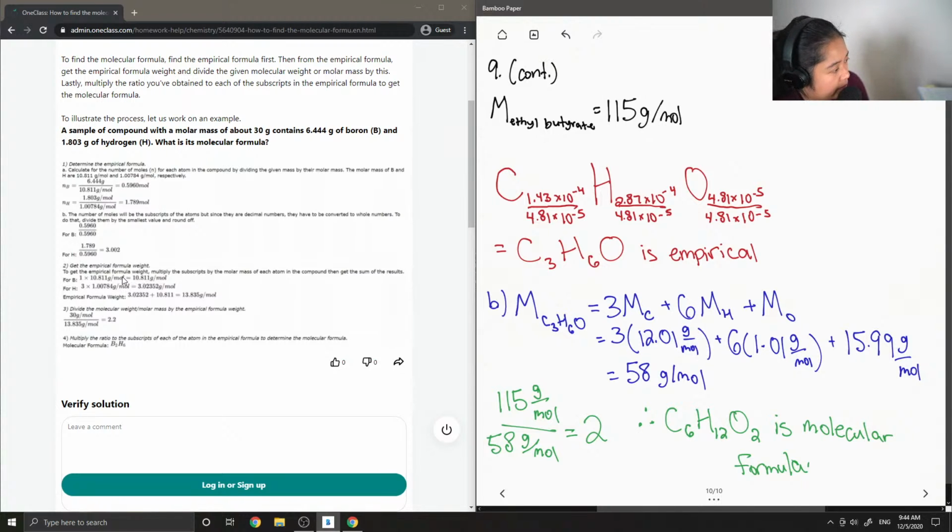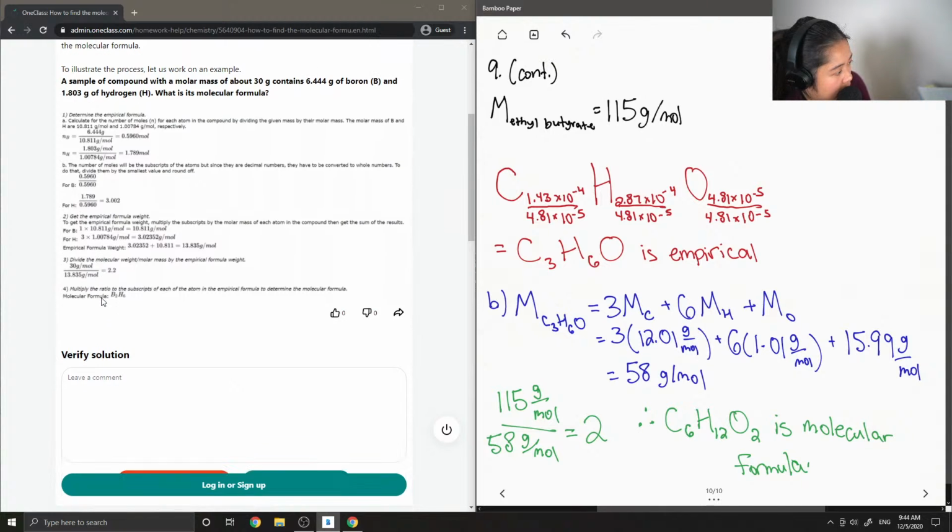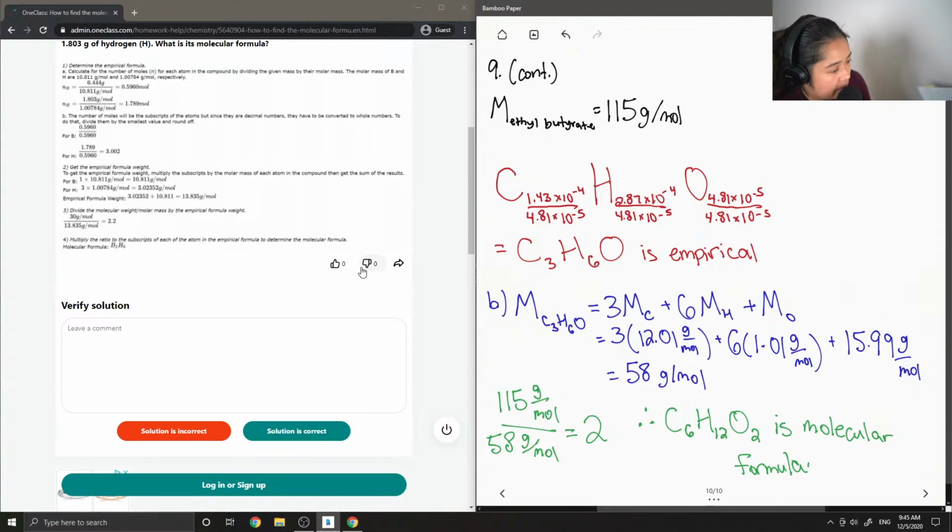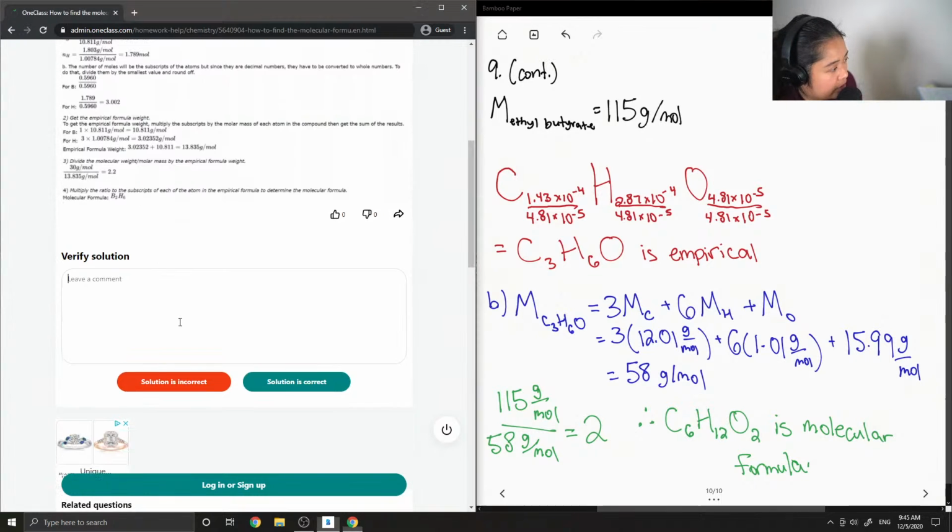And now they found the empirical formula weight. Yep. And then they divided the molecular weight by the molar mass of the empirical weight to get 2.2. So every time you have a decimal, we want to round it off to the nearest whole number. In this case, this is rounded to 2. And now we multiply the ratio to the subscripts of each of the atoms in the empirical formula to determine the molecular formula. So that's how they got B2H6. So this solution is correct.